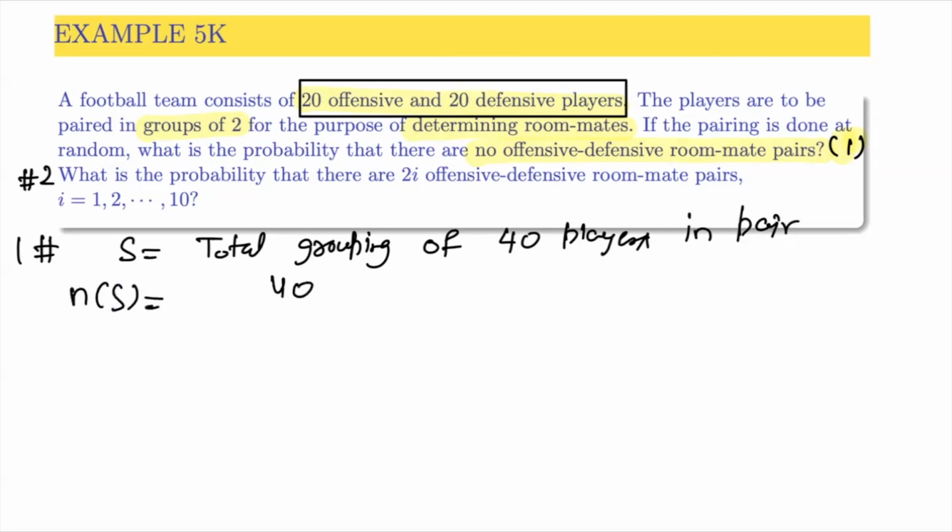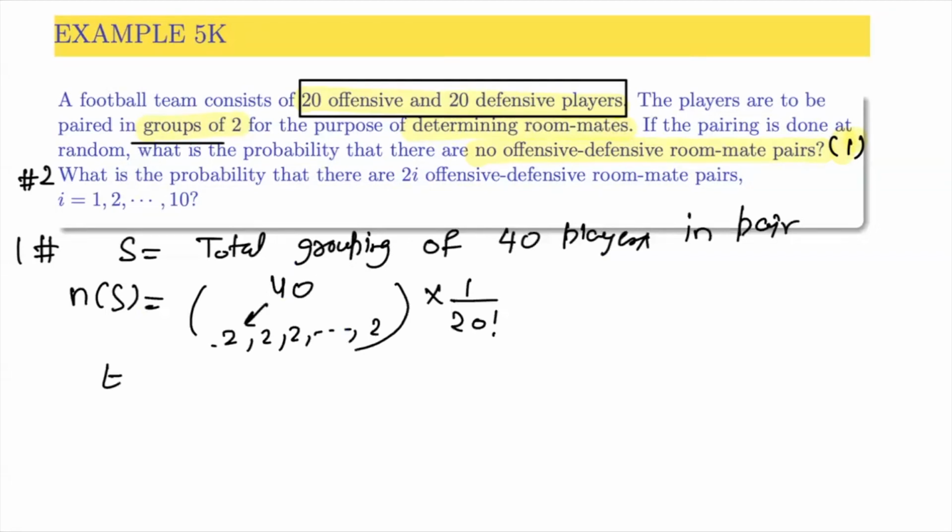40 players will be dividing into groups of 2, 2, 2, and up to 2 using the multinomial. How many groups are possible? There will be 20 groups possible. And because only grouping is required, order is not important, you're going to divide by 20 factorial also. This is total cases.